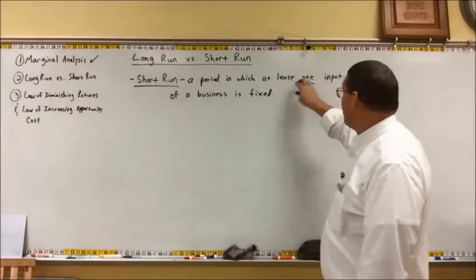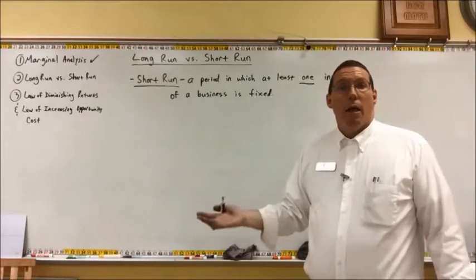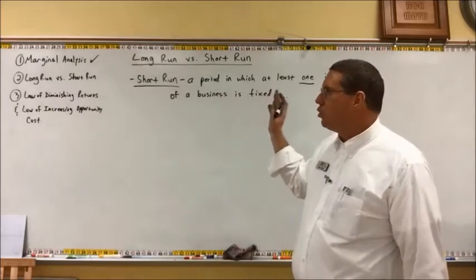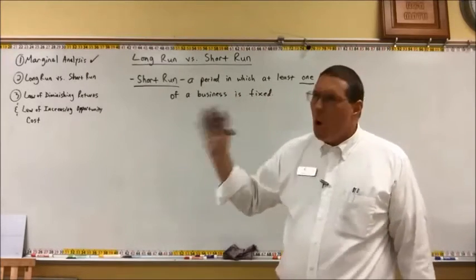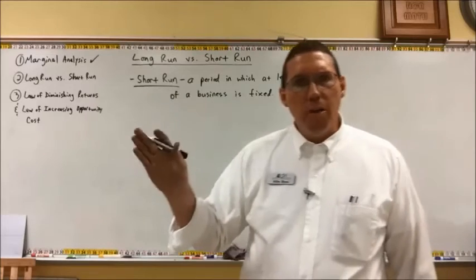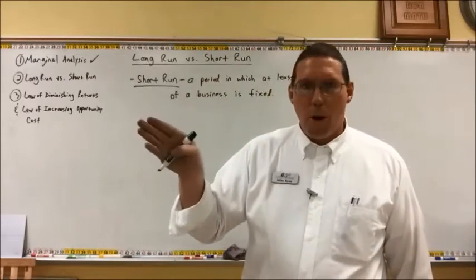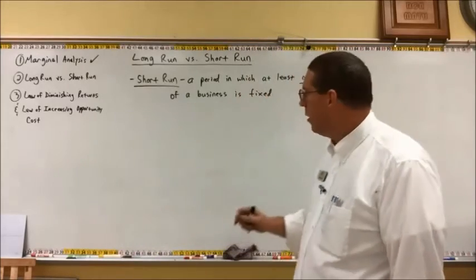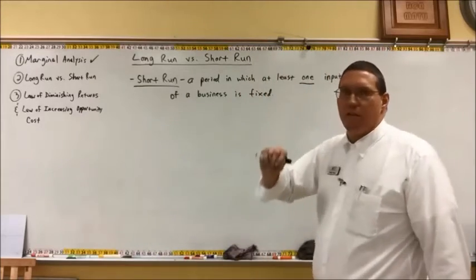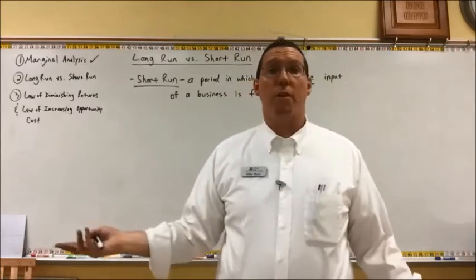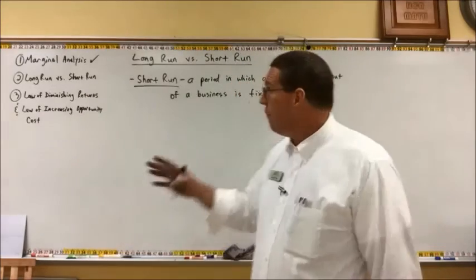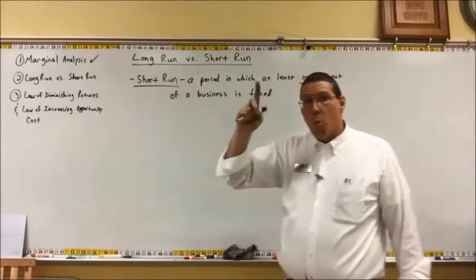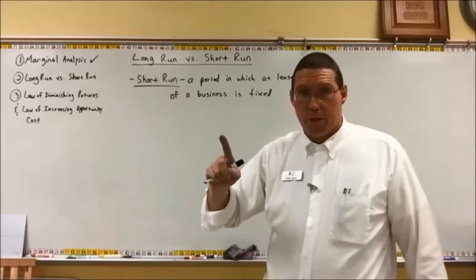So if they have at least one. Now, let's say that they're not required to have any trucks or machines or anything else. The only fixed input that they have is that warehouse, and they have a 3-year lease on it. They're still in the short run. But let's say that they have 43 different inputs that are all fixed. They're still in the short run. So the definition of short run really only requires a business to have just at least one fixed input, okay?